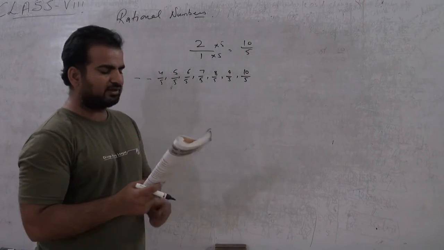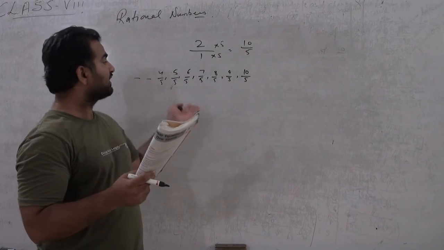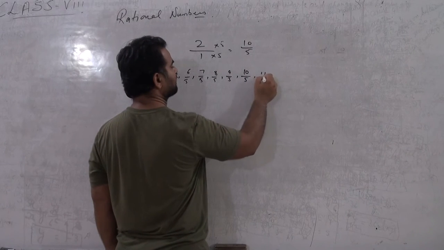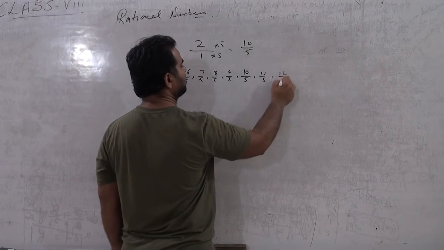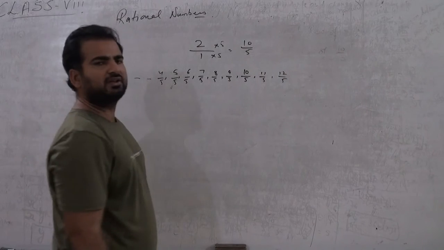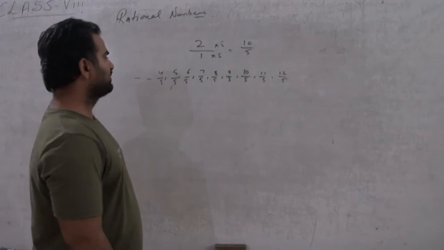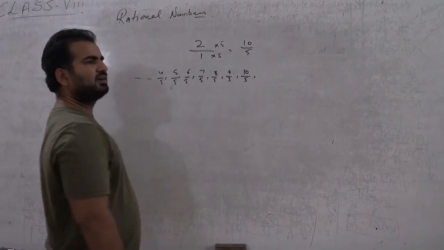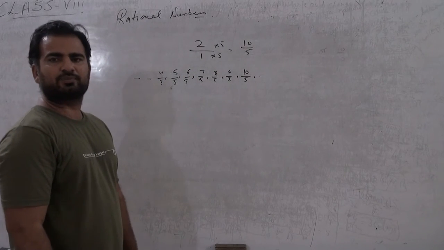What if we have to find numbers greater than 2? So it will be 11 by 5, 12 by 5. Okay, these will be greater than 2. So our answer will be this. These are less than 2.